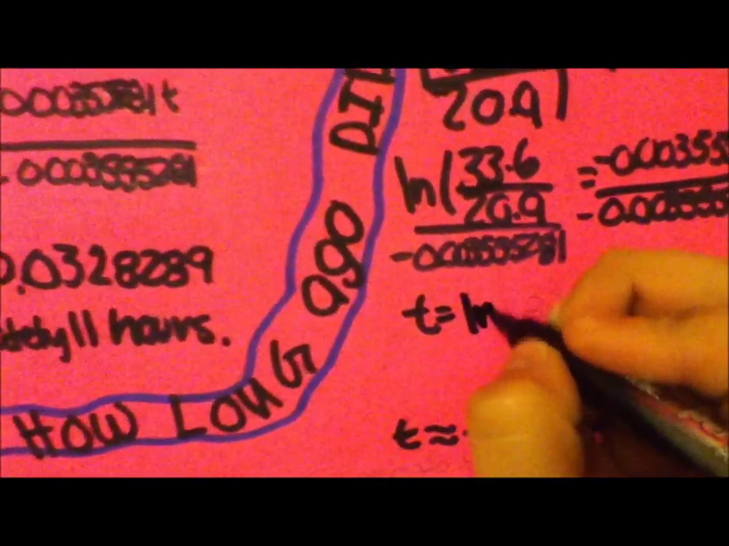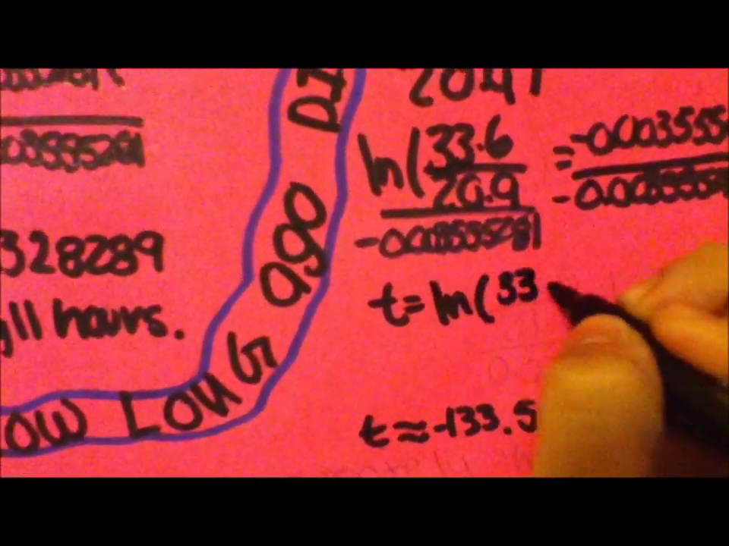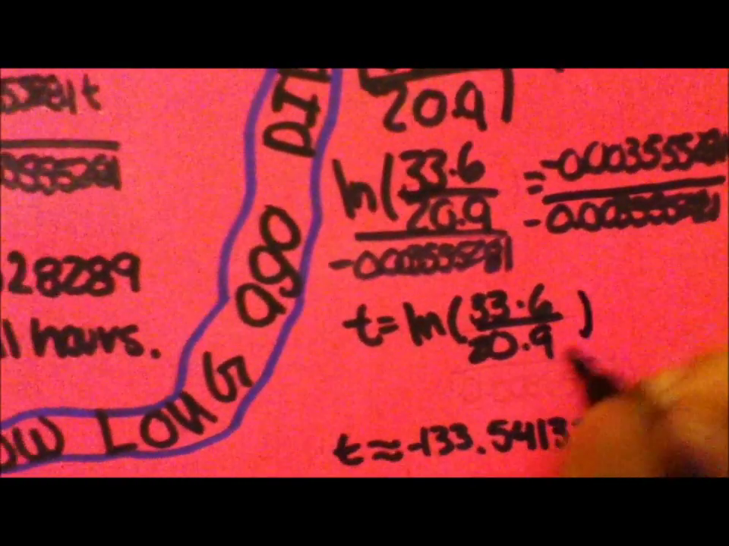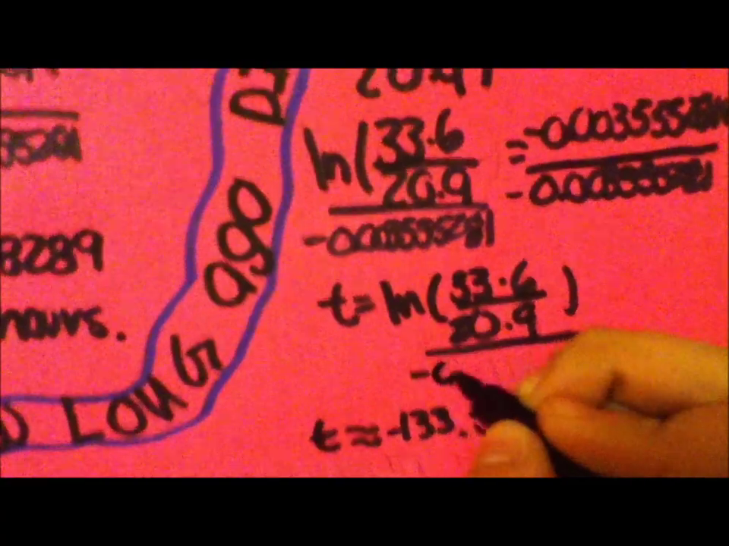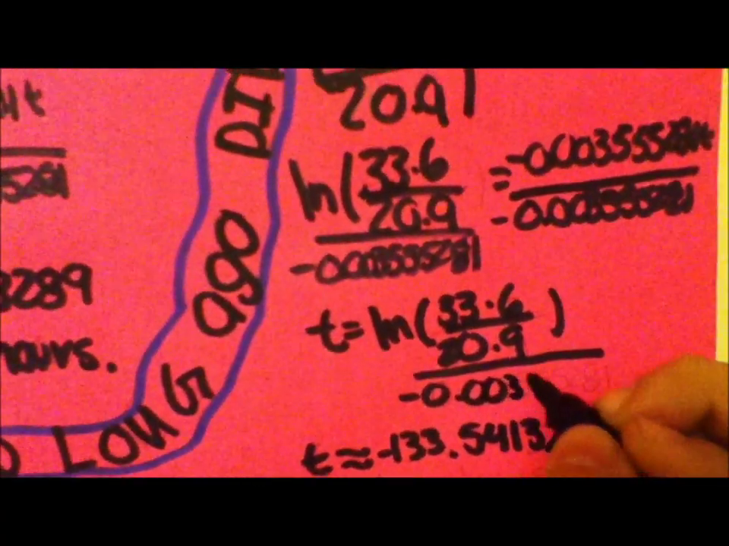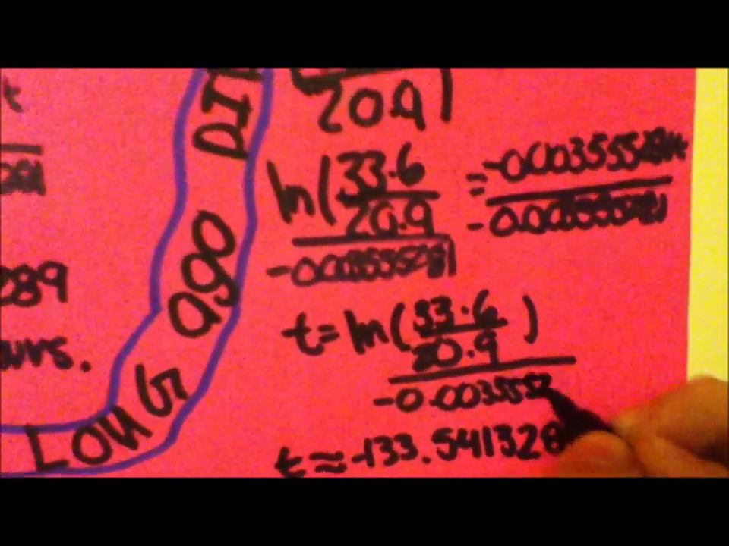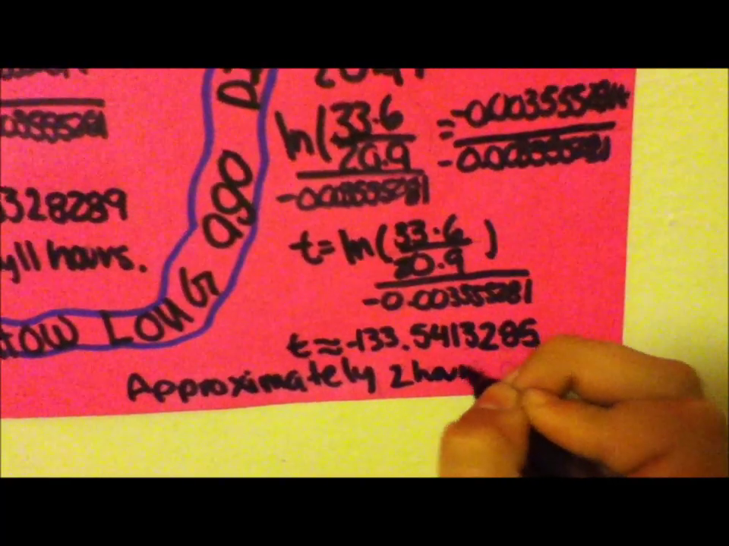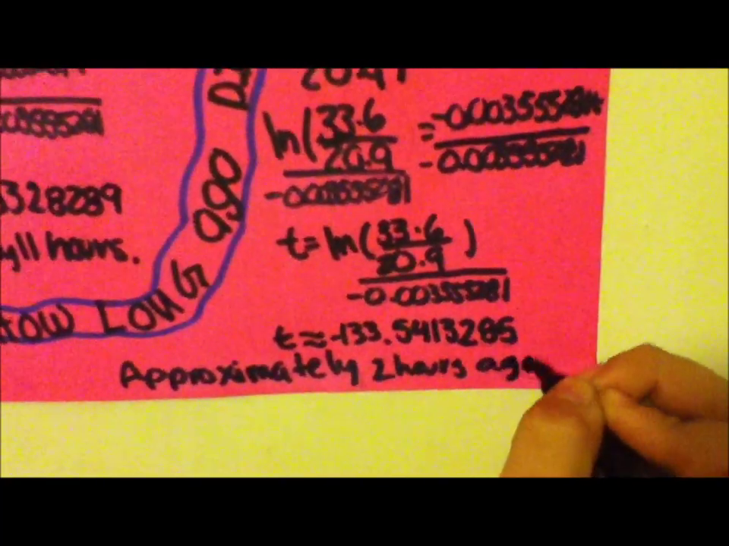T equals natural log of 33.6 divided by 20.9 all over our k, negative 0.003555281. So approximately, poor little guy, he died around 2 hours ago. Sad story. Now make me a sandwich.